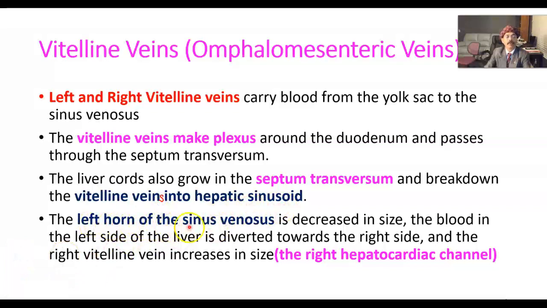The left horn of the sinus venosus: the sinus venosus is a part of the primitive heart. It also receives the umbilical vein and common cardinal vein. The left horn of the sinus venosus decreases in size. The blood in the left side of the liver is diverted towards the right side, and the right vitelline vein increases in size. We call it the right hepatocardiac channel.